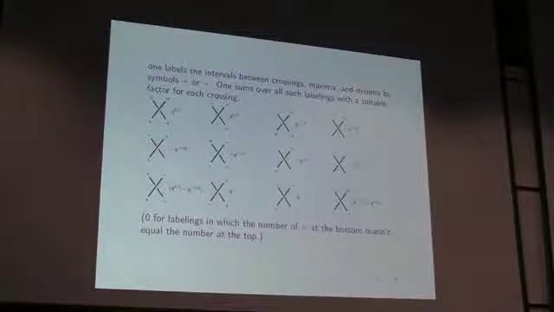What I've drawn here, though, are all the 12 possible crossings, in which the number of pluses at the bottom is the same as the number of pluses at the top. For example, here there's 1 plus at the bottom and 1 plus at the top.